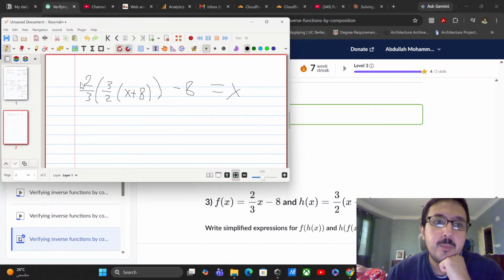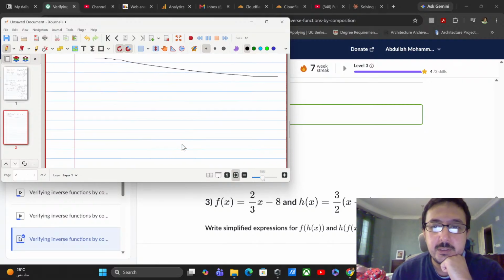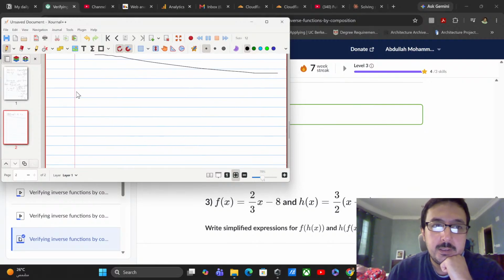Seriously, now this time, because this is multiplied, and all of this, so this is going to cancel this, and this is going to cancel this. So I'm left with x. Okay. Next, h of f of x is 3 over 2 multiplied by 2 over 3 x minus 8, and we got plus 8 here.